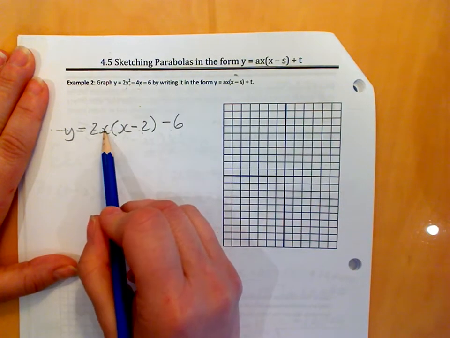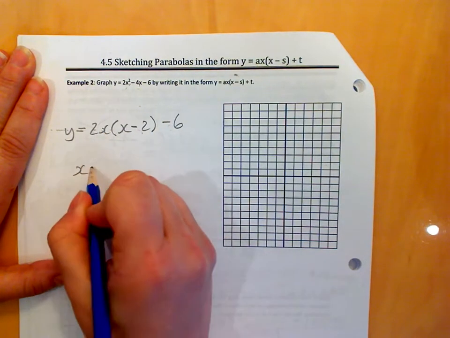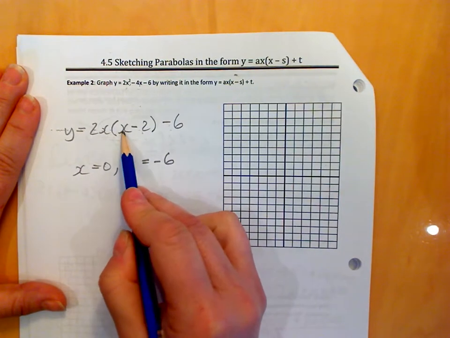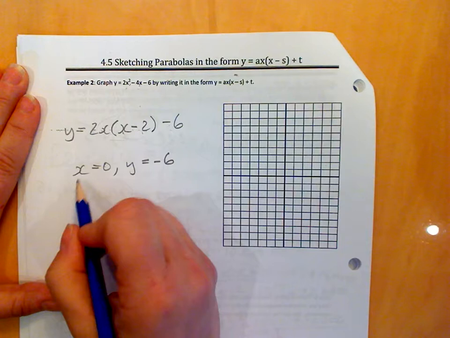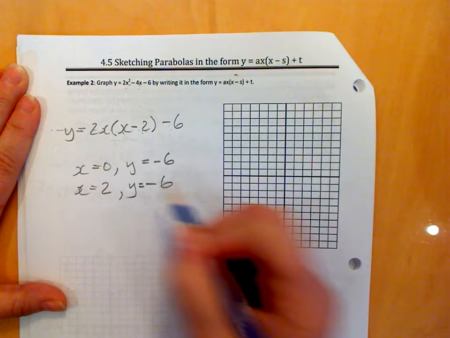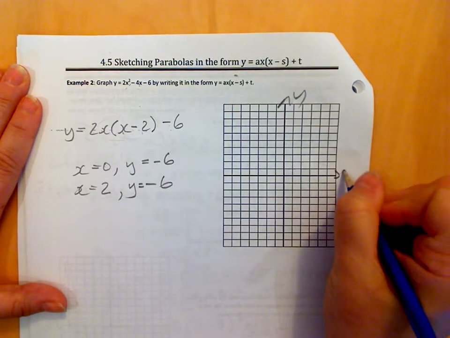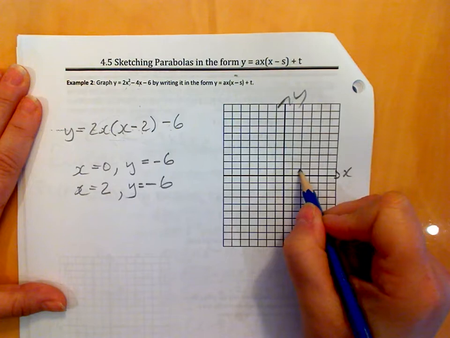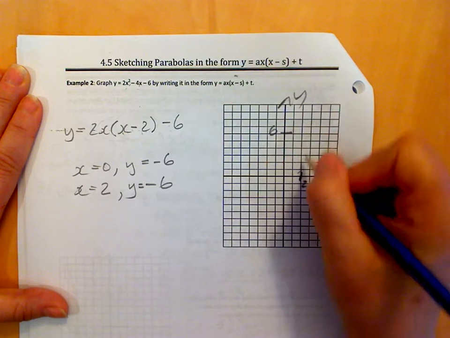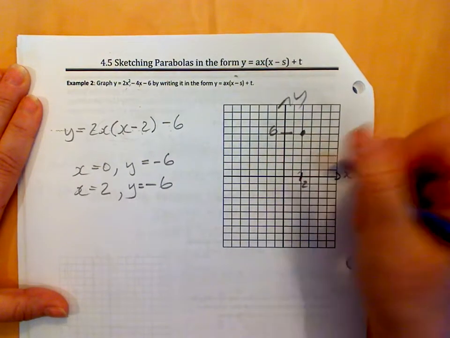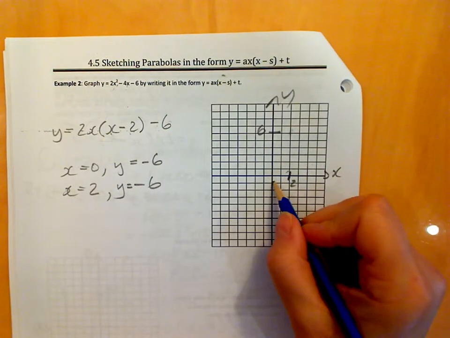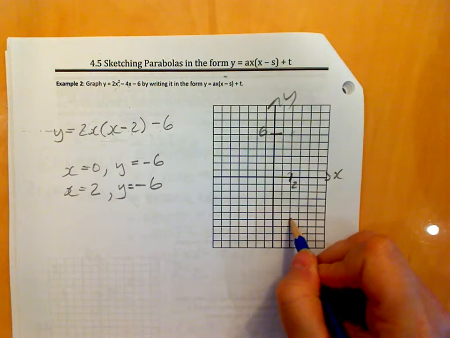So now when x is 0, y is negative 6. And when x is 2, 2 minus 2, whatever makes this bracket 0, y is negative 6. So now let's plot these. So we've got here 2, 2, 4, 6. So when x is 2, y is 6. Oops, not 6, negative 6. 1, 2, 3, 4, 5, 6.